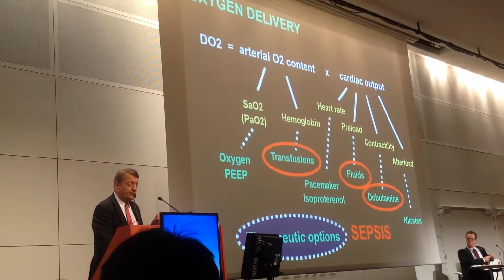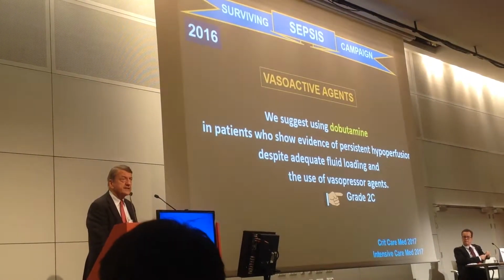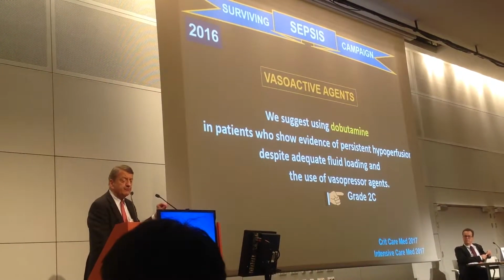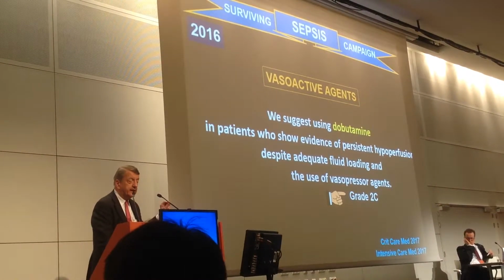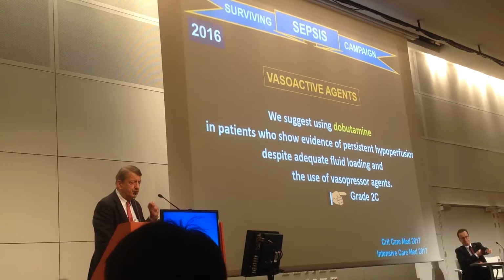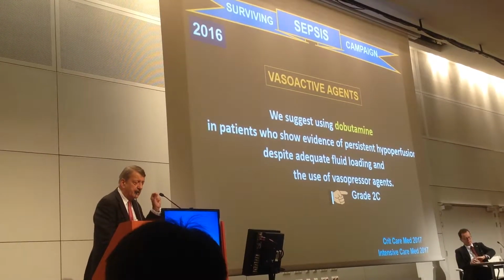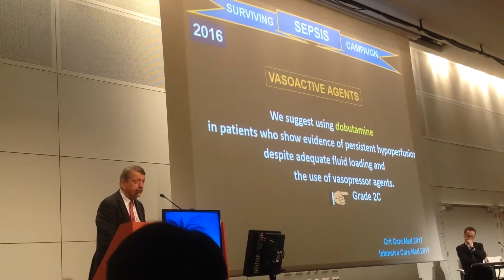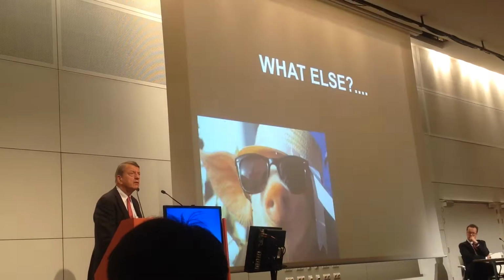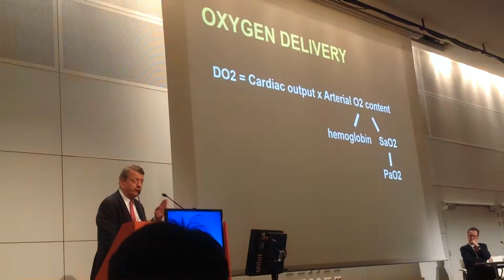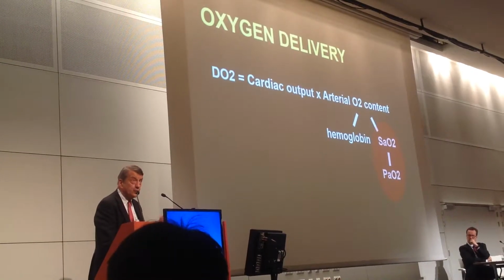Now, if we want to further increase cardiac output, it's fluid and perhaps inotropic agents, as I say. Our most recent Surviving Sepsis Campaign guidelines for the treatment of sepsis indicate that we suggest using dobutamine in patients who show evidence of persistent hypoperfusion despite adequate fluid loading and the use of vasopressor agents. I think that's reasonable. For the last minutes, we had an excellent talk on SaO2.